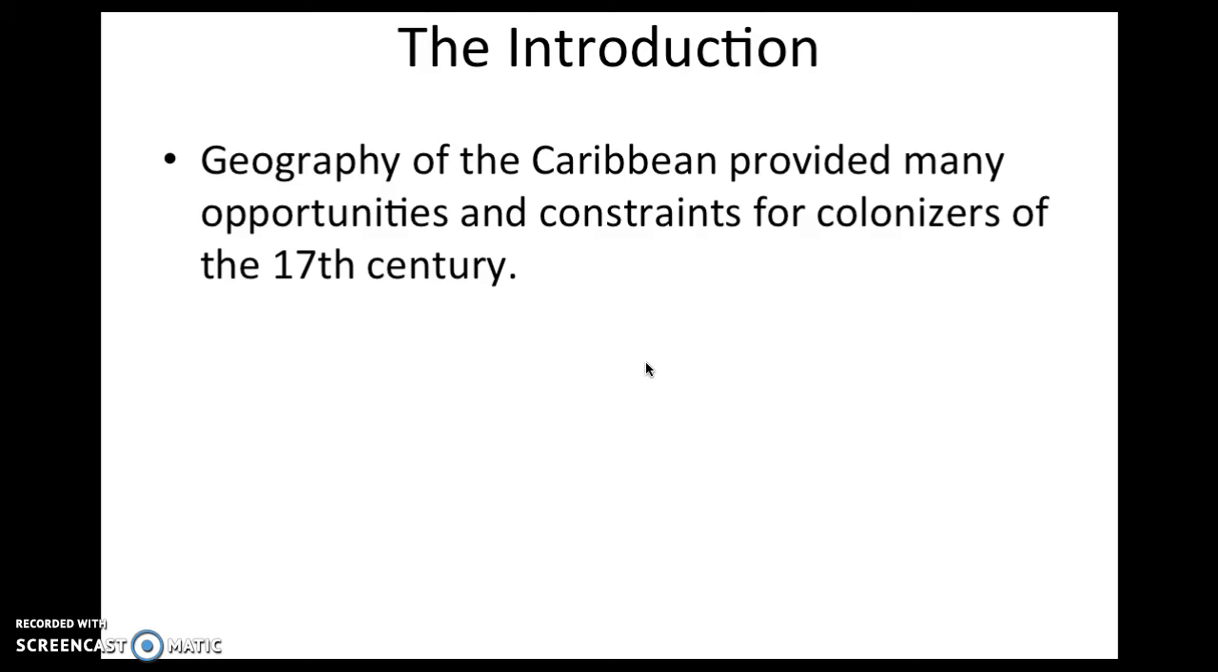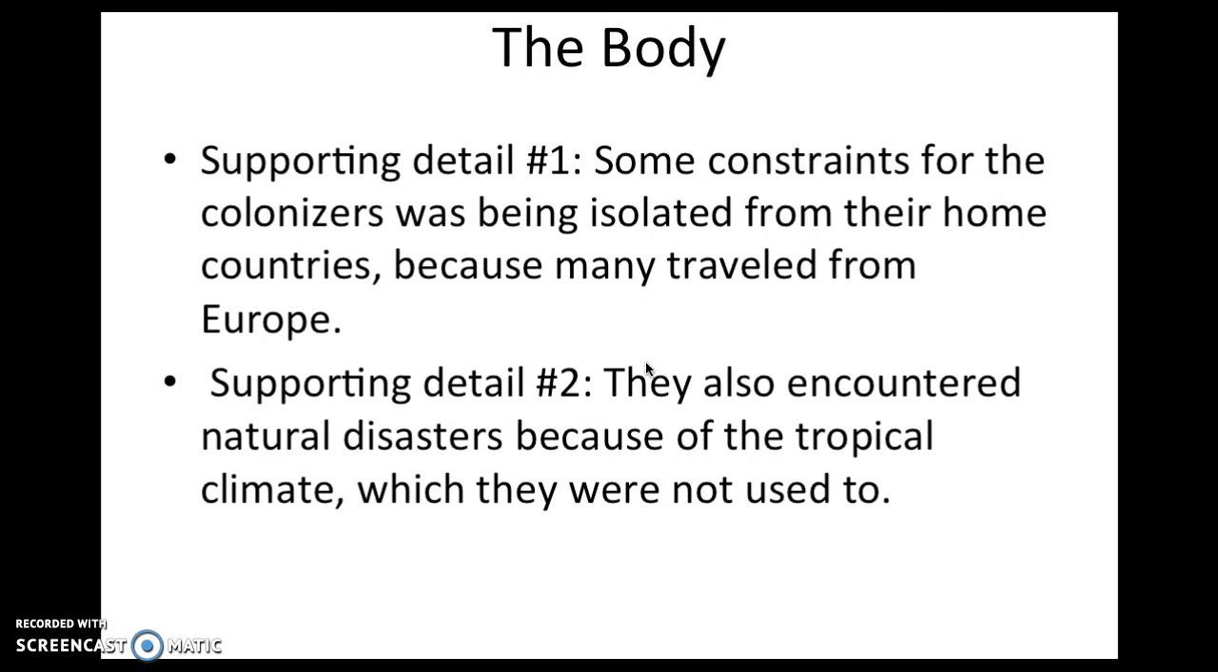The introduction for Caribbean history. So my introduction sentence is, geography of the Caribbean provided many opportunities and constraints for colonizers of the 17th century. So some supporting details that I have to support that sentence are, some constraints for the colonizers was being isolated from their home countries because many traveled from Europe. Another sentence that I have right after that is, they also encountered natural disasters because of the tropical climate they were not used to.